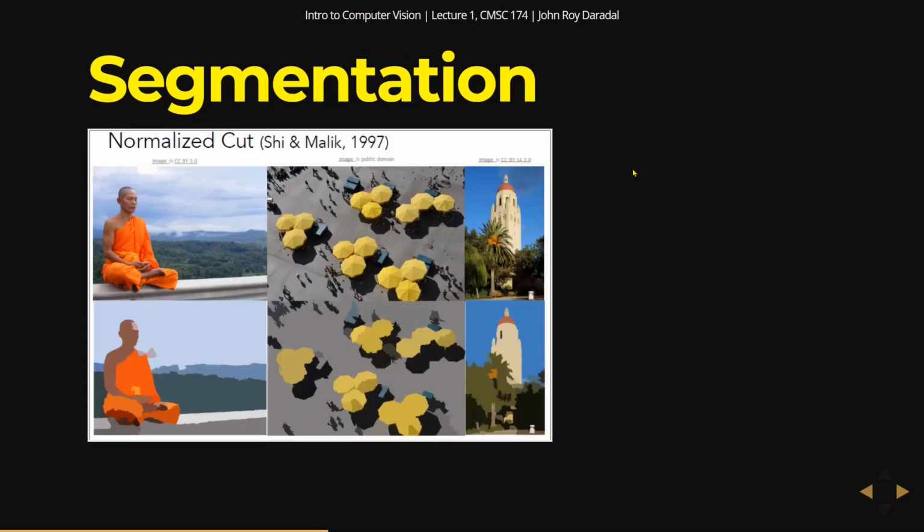Okay, some more examples of segmentation. So you have the monk here, so you have the robe, which is being segmented differently, and then the background is also segmented differently, right? And then you have the parasols here, the yellow parasols, or I don't know if this is just a big umbrella. Yeah, so the yellow parts are here segmented, and so on.